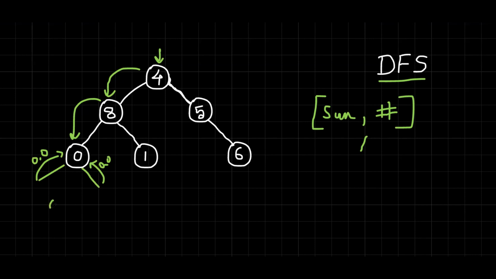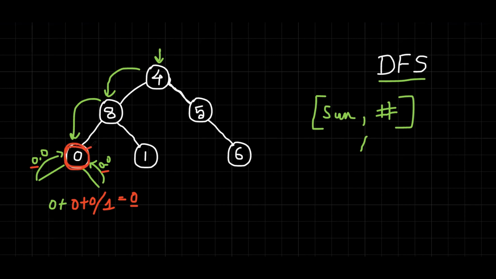Now, for this node 0, the summation will be 0 plus this value 0 plus this value 0. And we have to divide it by 1 because there is only one node, 0, available in this subtree. So here the average will be 0. Now this average 0 is exactly equal to the node value 0.